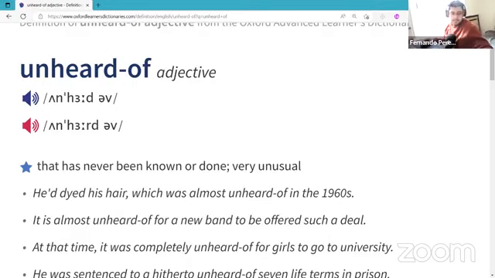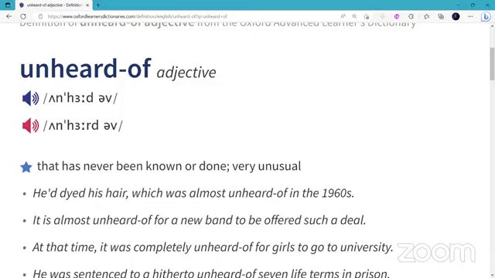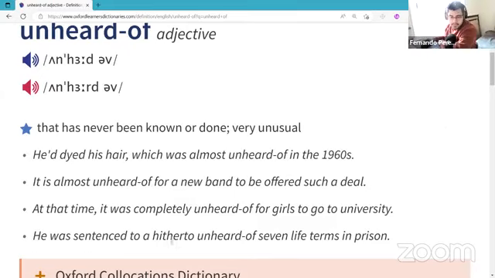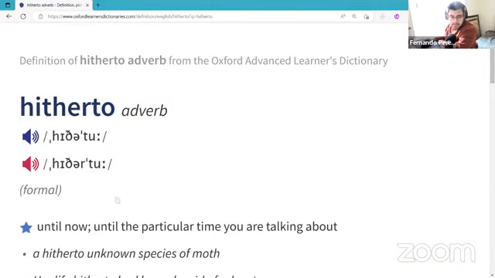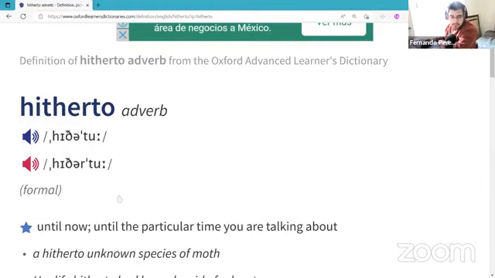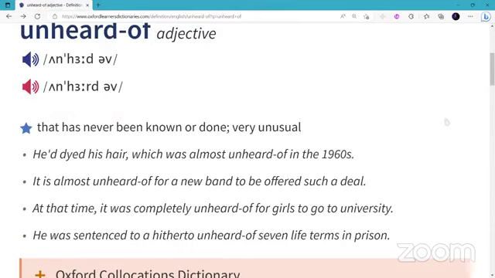He dyed his hair, which was almost unheard of in the 60s. It is almost unheard of for a new band to be offered such a deal. At that time, it was completely unheard of for girls to go to university. He was sentenced to... hitherto? I don't know this word. Hitherto: until now. He was sentenced to a hitherto unheard of seven life terms in prison.